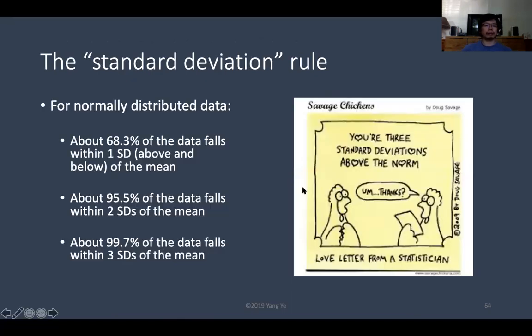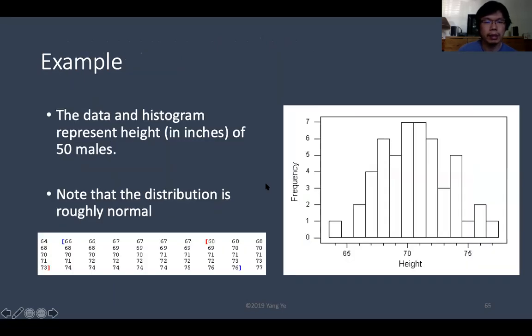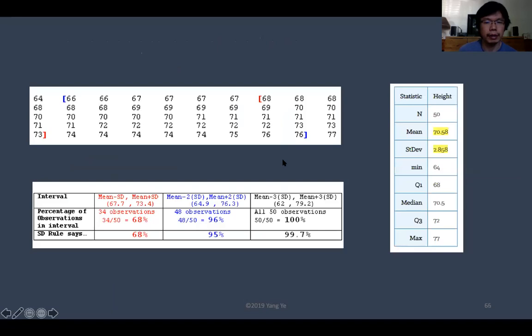And this is just another way of describing it. This is just an example of how this was determined. I'm going to quickly go through this. I'm not going to explain it too much further. This just shows that the observed percentage is actually similar to the theoretical percentage that you've seen.